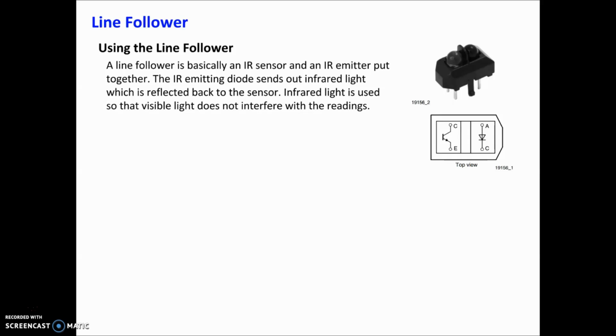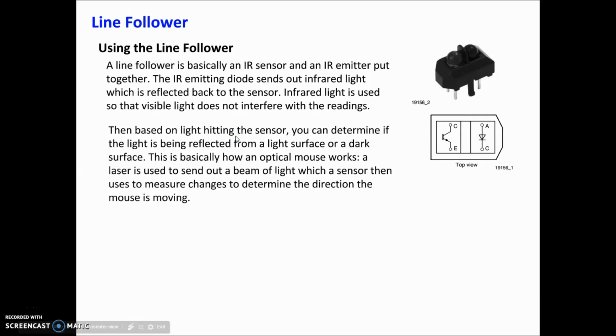But basically the way it works is there's an IR sensor and an IR emitter, and they are right next to each other. The IR emitter sends out some infrared light, which is reflected back to the sensor. The infrared light is used because we don't want visible light to interfere with our readings, so we want to measure it on a different wavelength. That's why we're using the IR wavelength, very much so that we don't get feedback from other light sources.